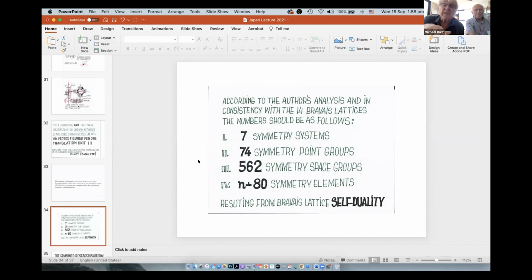Symmetry systems, 7, that remains as it was. But point groups, instead of 32, there are 74 symmetry point groups. And symmetry space groups, it went up to 562. And the number of symmetry elements is n, as previously thought to be, plus 80, which escaped the attention of Fyodorov, resulting from the Bravais lattice self-duality. Next.